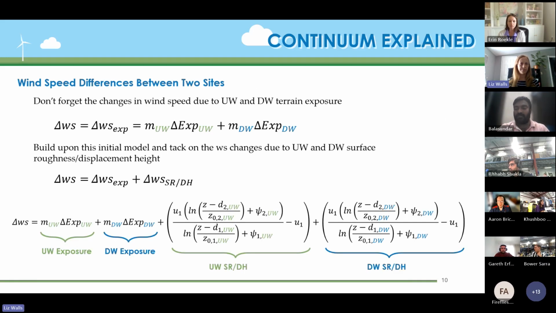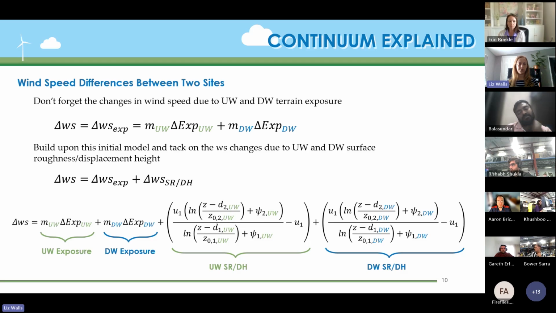Okay, so now, part of the model, one of the first things that we covered in this lecture series, is the changes in wind speed due to the upwind and downwind terrain exposure. This part of the model we covered in session 1, session 2.